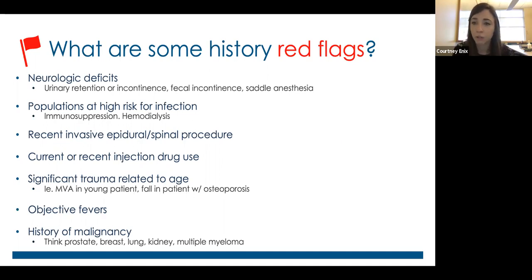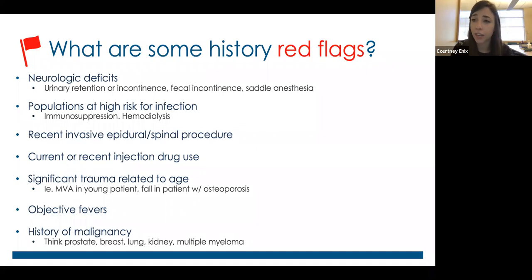So that's any of our patients who are immunosuppressed, people who are on hemodialysis, right? They have this risk of transient bacteremia, or certainly bacteremia from how often their fistulas are being accessed for hemodialysis. Anyone who has had a recent invasive epidural or spinal procedure, someone who has current or recent injection drug use, that concern with maybe an epidural abscess forming if there's any transient bacteremia from their injection drug use. Someone who's had significant trauma related to their age. So I worry about somebody who's coming in with low back pain, someone who's had a car accident or a fall in an elderly person who might have osteoporosis. You're worried about a compression fracture with that.